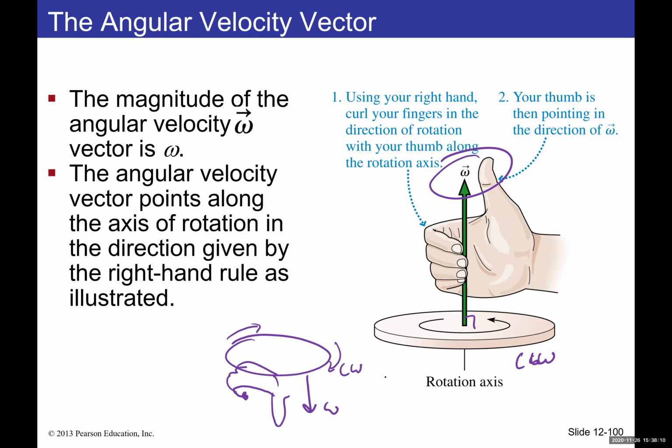Now, if this disk is rotating counterclockwise, and this is omega, and it starts spinning faster, that means alpha is also in the same direction, which is upward. But if the disk is rotating counterclockwise and starts slowing down, then alpha is in the opposite direction. That means alpha is also always perpendicular to the plane of rotation. If it's in the same direction as omega as a vector, you speed up. If it's in the opposite direction of omega, then you slow down.